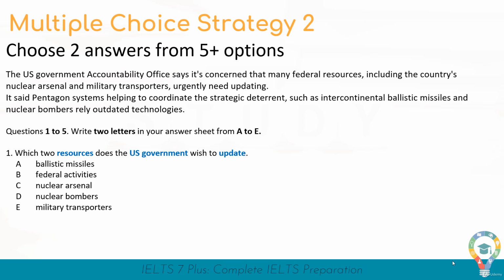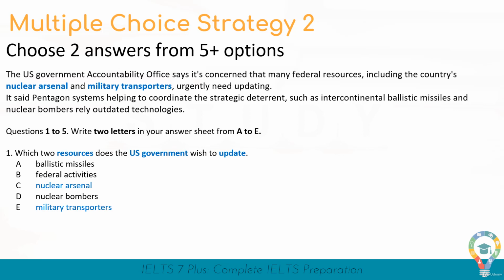So now that I've underlined keywords in the question, I'll skim and scan through the passage to find synonyms or key information. Here I've underlined nuclear arsenal and military transporters. As I can see just above that, the passage says federal resources, which is the same as in the question. This leads me to believe that the answer is located here, nuclear arsenal and military transporters. You can see that by identifying key words and information in both the question and the passage, I'm able to focus and find answers more quickly.